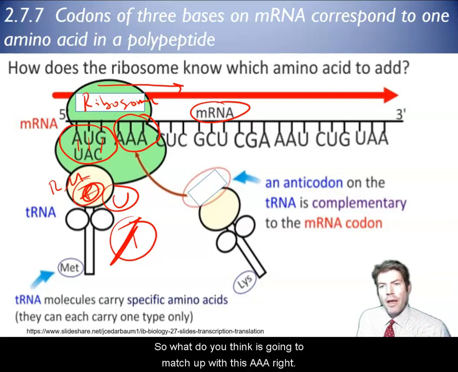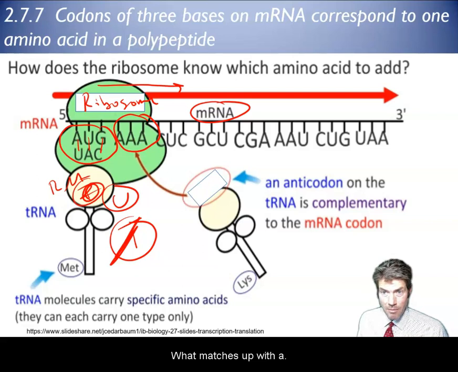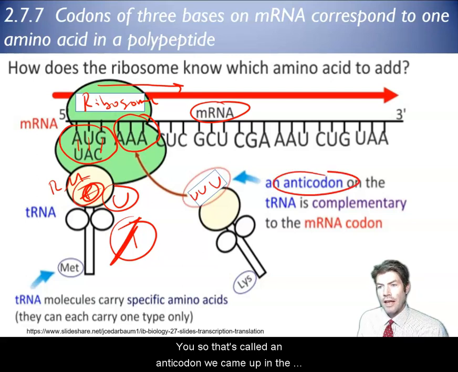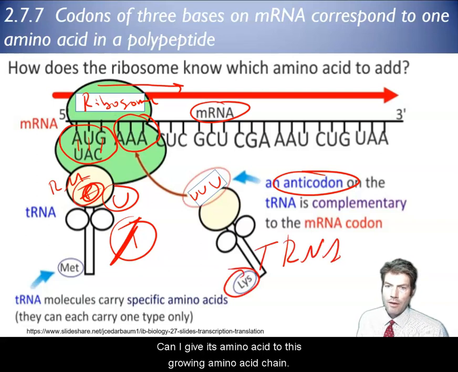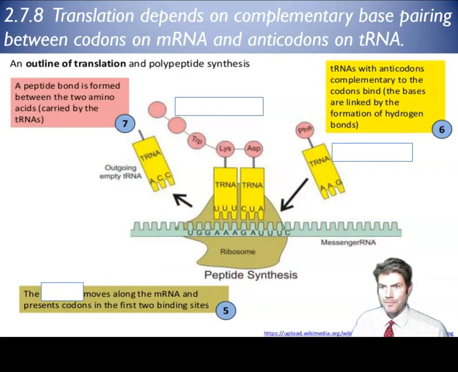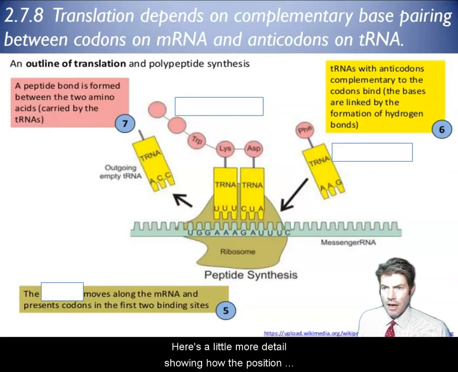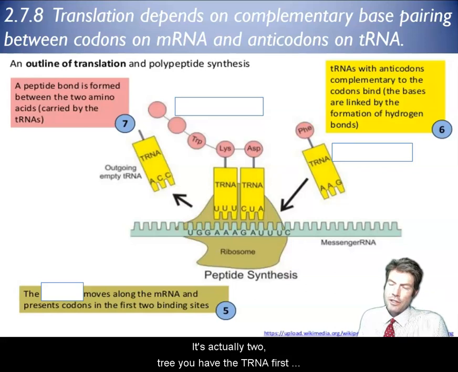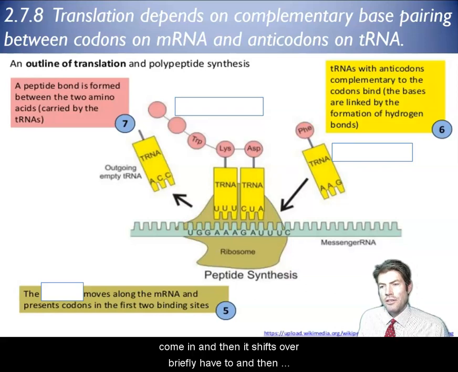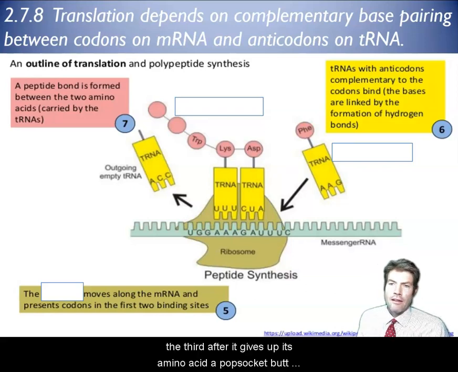So what do you think is going to match up with this AAA right here? Think about it. What matches up with A? U, U, U. So that's called an anticodon that we came up with in the last video with the tRNA right there. Swooping in, it's going to give its amino acid to this growing amino acid chain. Here's in a little more detail, showing how the position lines up. There's basically three positions, essentially two, kind of three. You have the tRNA first come in, and then it shifts over. You briefly have two, and then the third, after it gives up its amino acid, it pops off.